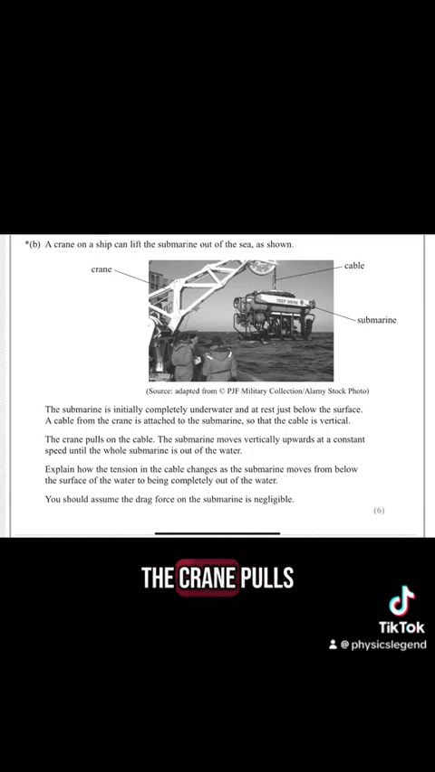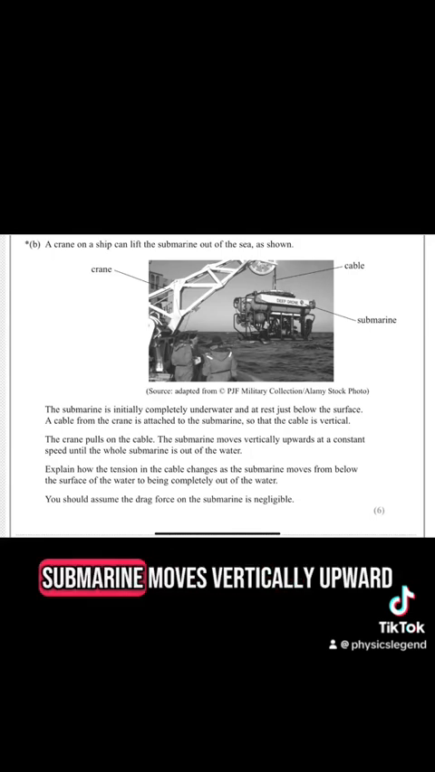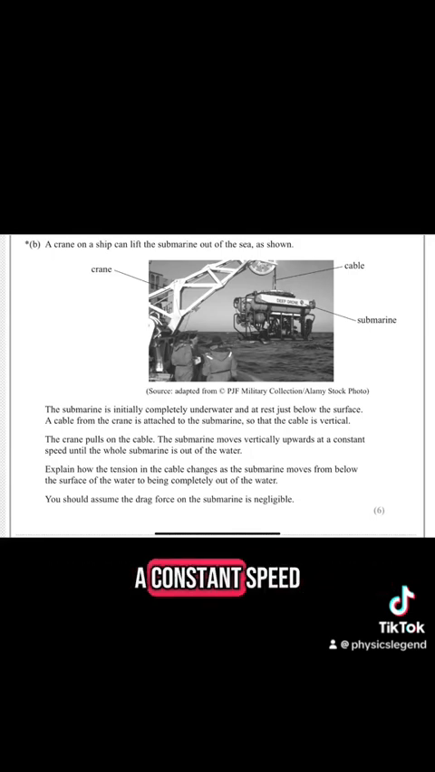The crane pulls on the cable, and the submarine moves vertically upward at constant speed until the whole submarine is out of the water. Explain how the tension in the cable changes as the submarine moves from below the surface of the water to being completely out of water. You should assume the drag force on the submarine is negligible.